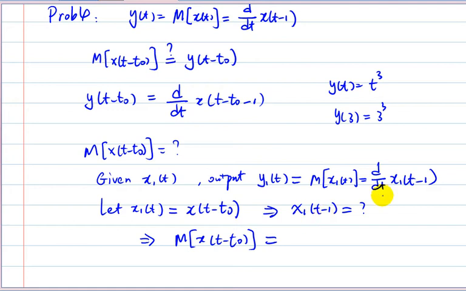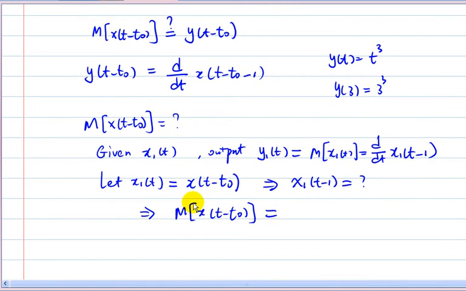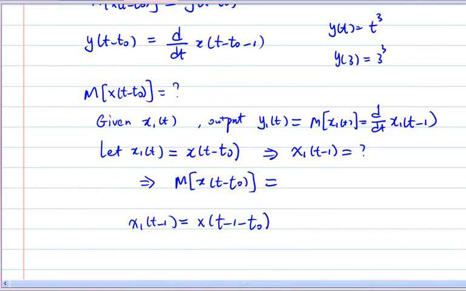If I know what x1 of t minus 1 is, then I've got the answer for this one here, right? Okay, so here's what I want you to do. x1 of t equals this, and compared to x1 of t minus 1, the difference is that t is replaced with t minus 1. Then on the right side, x of t minus t naught, you simply replace this t with t minus 1. So basically x1 of t minus 1 equals x of t minus 1 minus t naught. Okay?